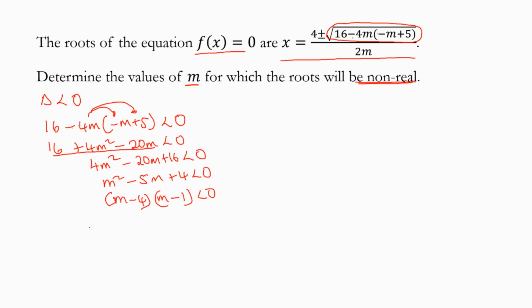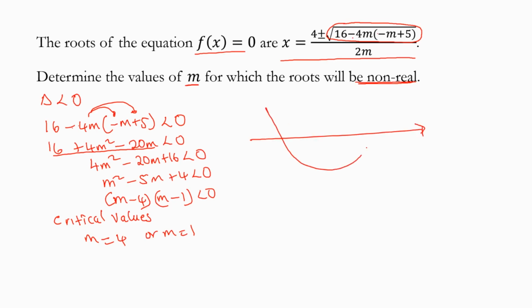Let me continue emphasizing this because I've seen people losing marks when it comes to this. Critical values: m is equal to 4 or m is equal to 1. These are not the solutions. They are critical values. And then the graph is parabolic. It's always concave up. That's why sometimes if we have a negative 4 here, we divide everything by negative 4 and make it positive so that it's concave up like this. And then 1 here, critical value, and then 4 there.